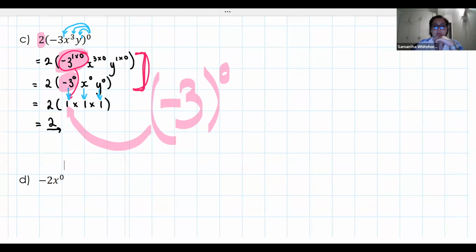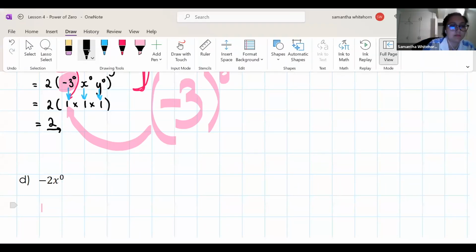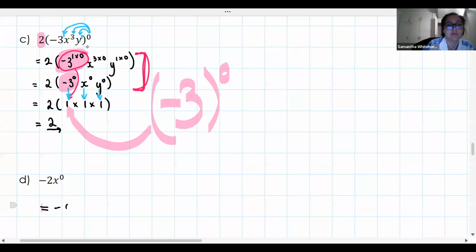Okay, so I need to understand it more. Watobe, do you want to explain? Yes, please, ma'am. Okay, I'm ready. So x to the power of 0 is 1, and any letter next to a number is times. So -2 times 1 is -2.